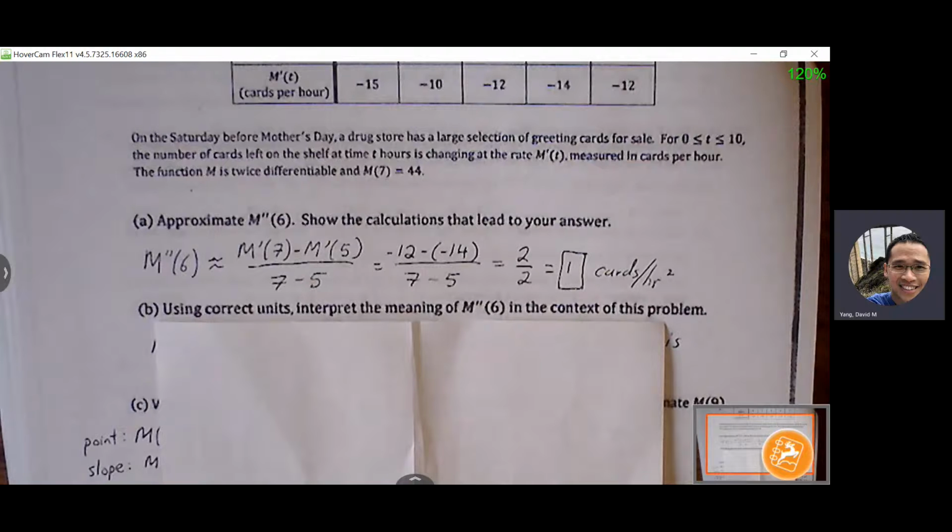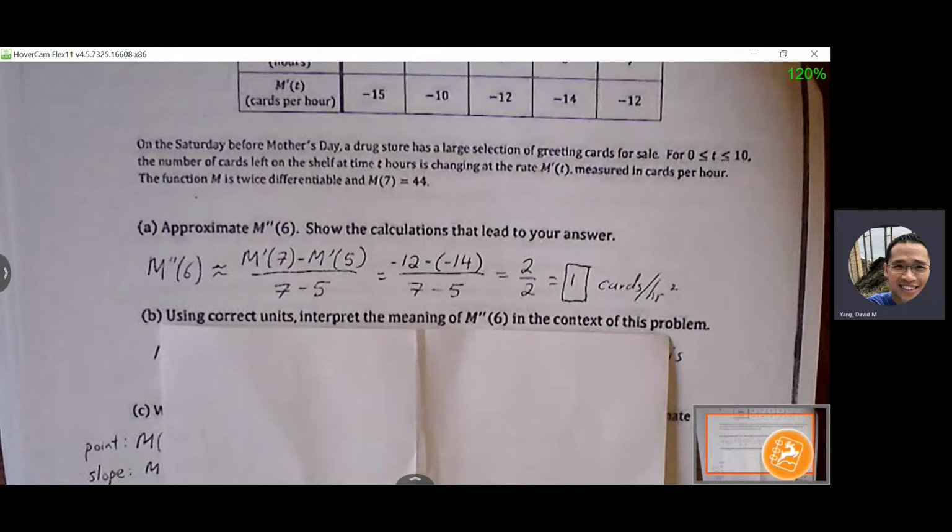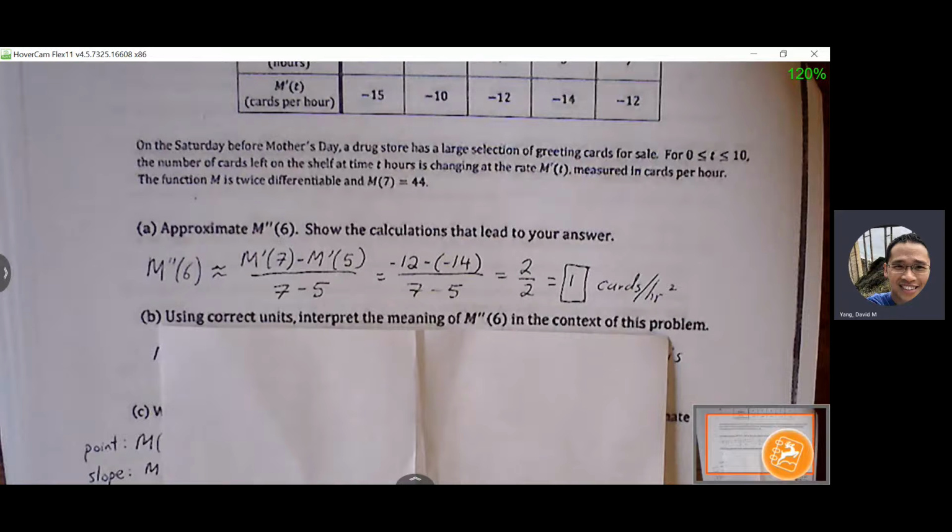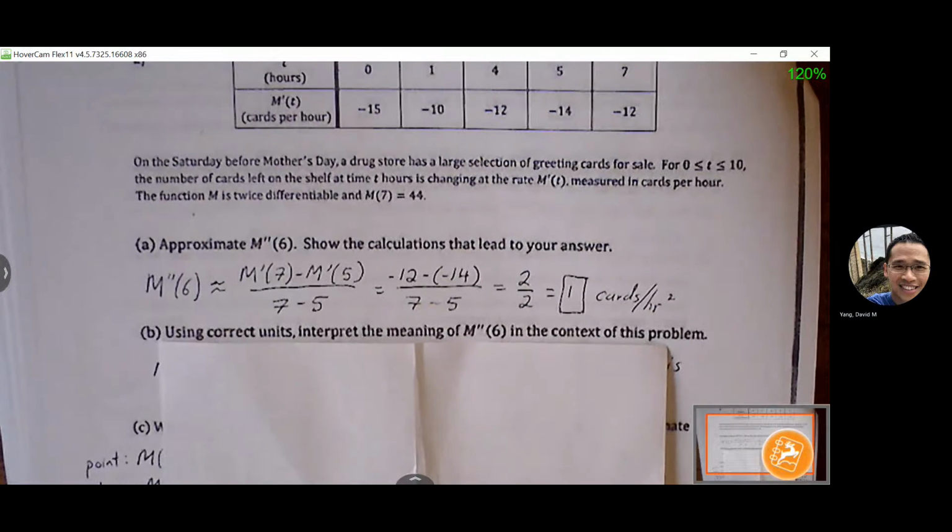All right, part B, using correct units, interpret the meaning of m double prime of 6 in the context of this problem. So second derivative, right? I know that typically we like to use the words velocity and acceleration, but that doesn't make sense for this context. So how can we use words to interpret what that m double prime is telling us? What does m double prime of 6 equals 1 tell us about the situation that's going on here?